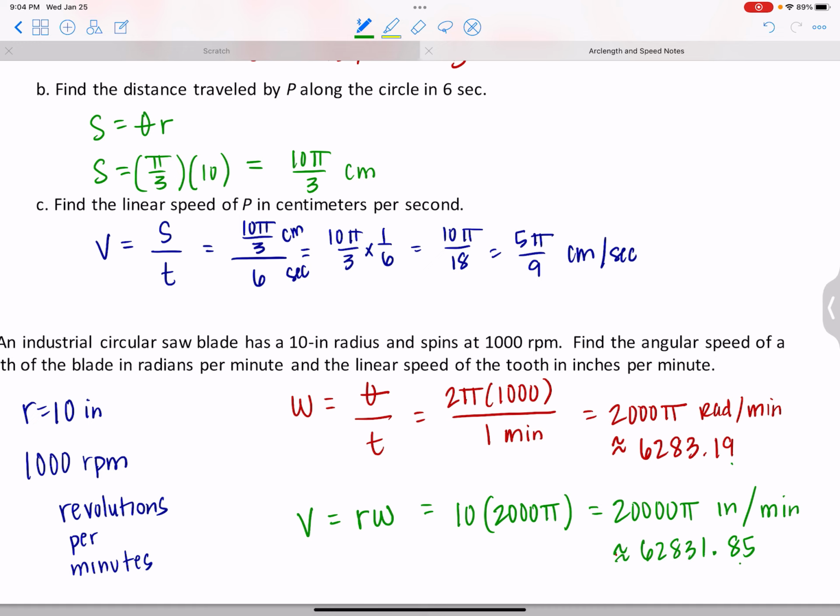Again, not so bad using formulas, just understanding which version of the formula is going to work best for the information that you're given. Hopefully you're good to go for your assignments.